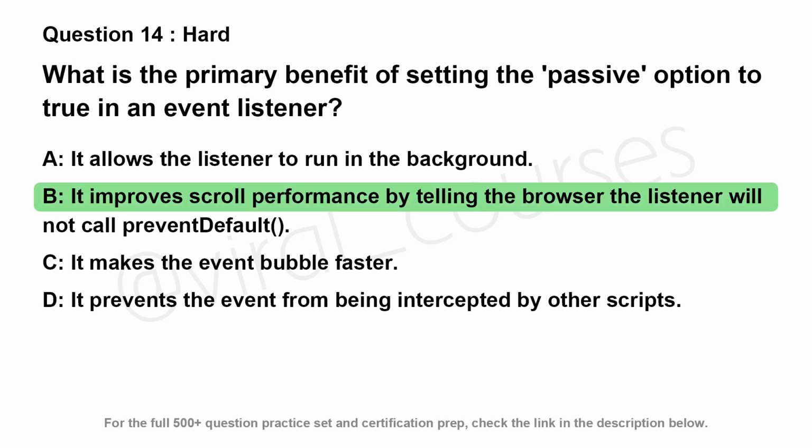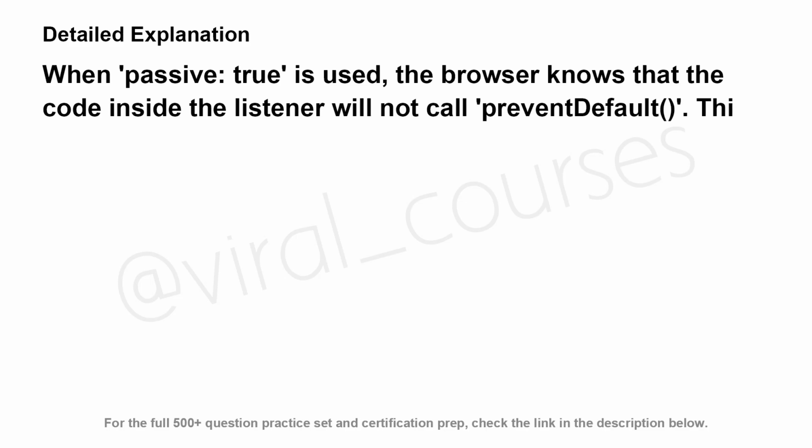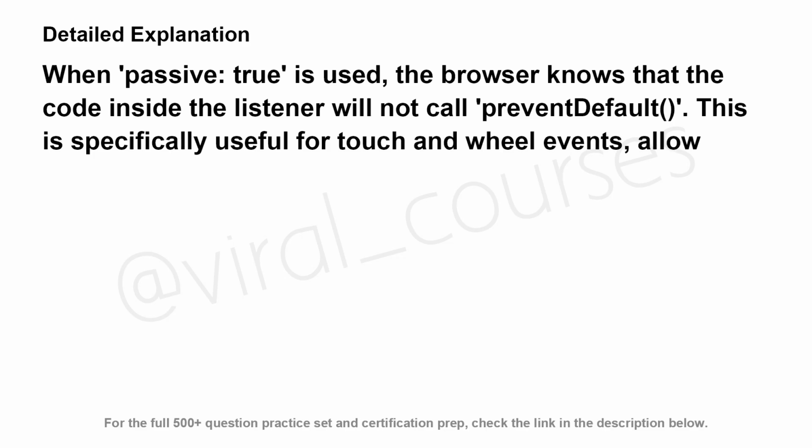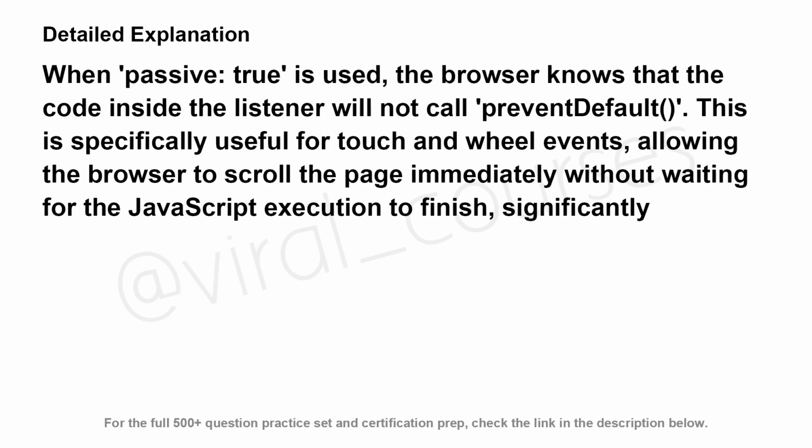The correct answer is B. When passive: true is used, the browser knows that the code inside the listener will not call preventDefault. This is specifically useful for touch and wheel events, allowing the browser to scroll the page immediately without waiting for the JavaScript execution to finish, significantly improving UI smoothness.